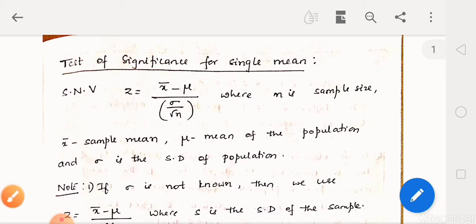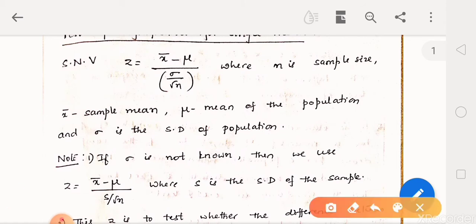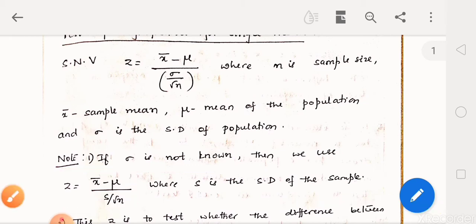Note, suppose the standard deviation of the population is not known, meaning sigma is not known, then we use the formula Z equals (x bar minus mu) divided by s by square root of n, where s is the standard deviation of the sample.